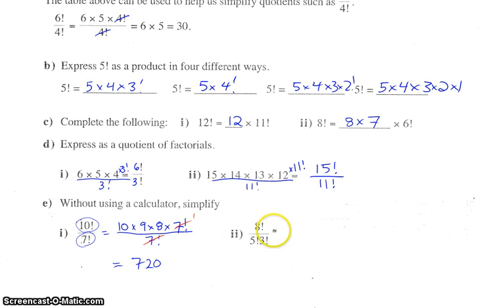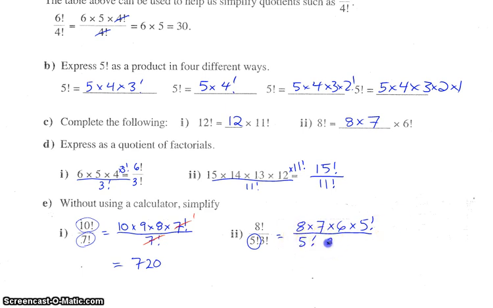8 factorial over 5 factorial, 3 factorial. Okay, well, let's expand the larger one again, 8 factorial. 8 times 7 times 6 times 5. Now, how do we know when to stop? Well, we have a 5 factorial in the denominator. If we stop at 5 factorial in the numerator, that means we can get rid of the rest of it. So 5 factorial, and then we still have 3 factorial on the bottom.